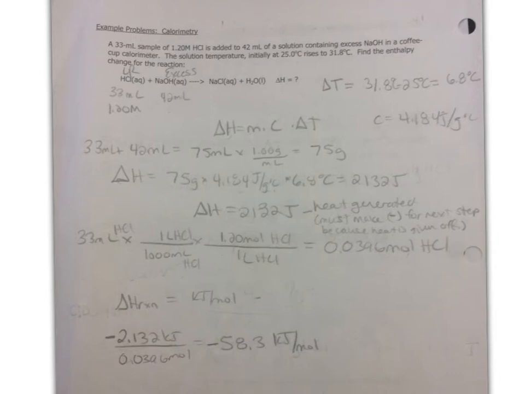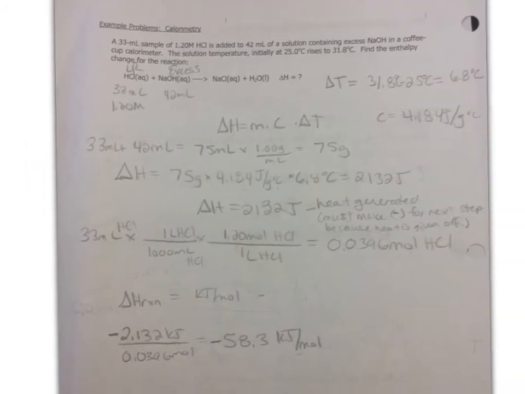So what I like to do is start off by writing the information I have for each of my reactants. So it's 33 milliliters of HCl, 1.20 molar, and 42 milliliters of NaOH. Because it says we have excess NaOH, we know that our limiting reactant is HCl. So the first thing I'm going to do is try to figure out the heat by doing m times C times delta T.